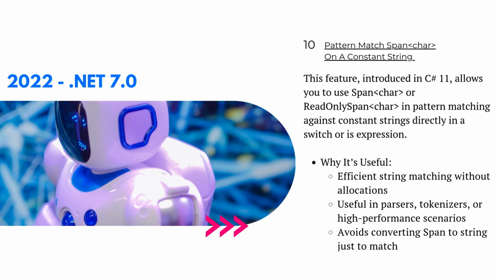This feature, introduced in C# 11, allows you to use Span<char> or ReadOnlySpan<char> in pattern matching against constant strings directly in a switch or as expression.